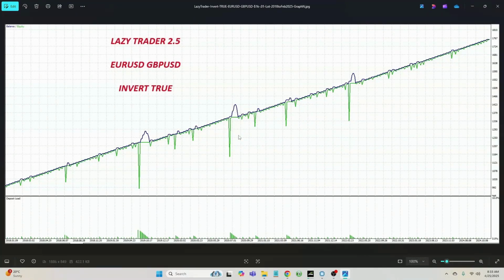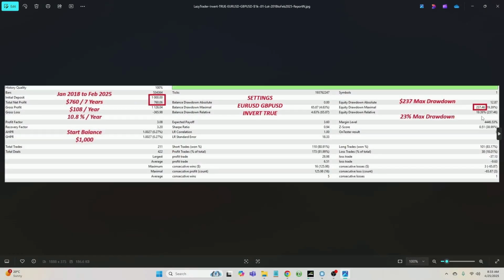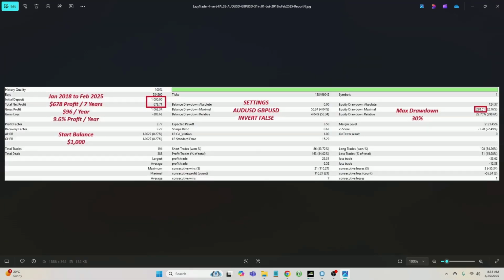Then you had COVID here in 2020. We had a short spike. It only spiked down for a very brief time, and it snapped back. Then we had something over here in the Ukraine-Russian war. Through major economic events, we had a 23% drawdown on this one, right? 23% drawdown. The Australian US dollar account made 9.6% profit per year.